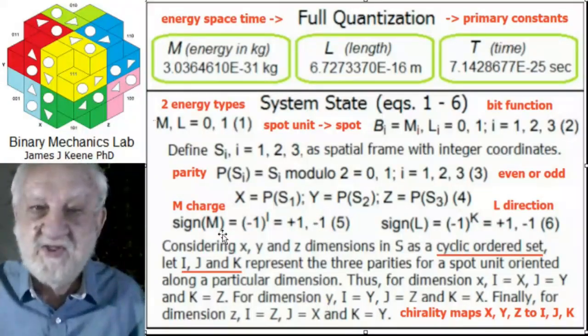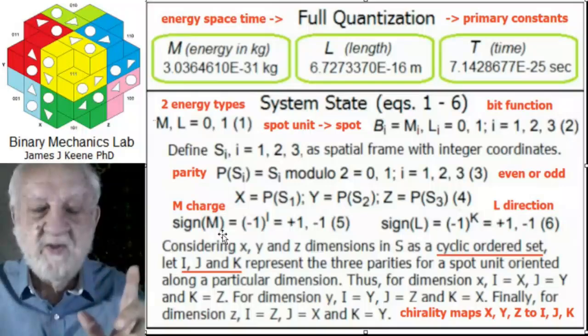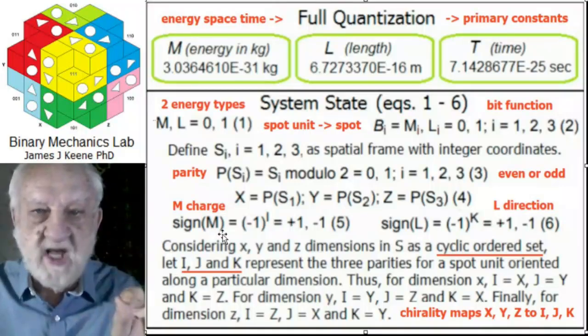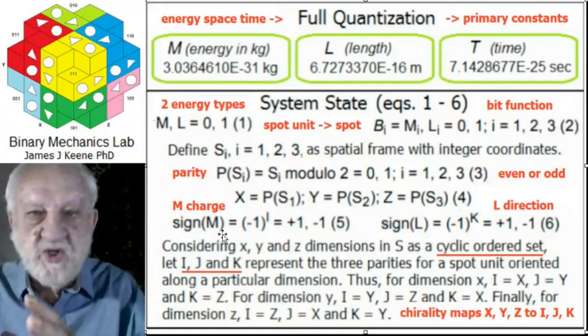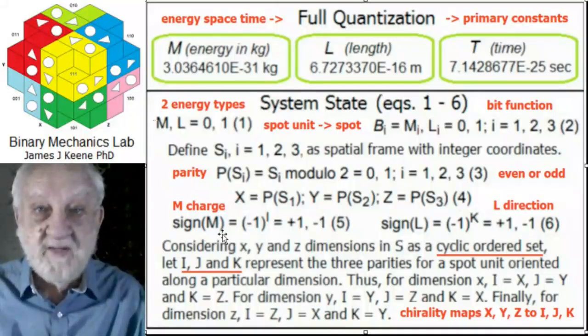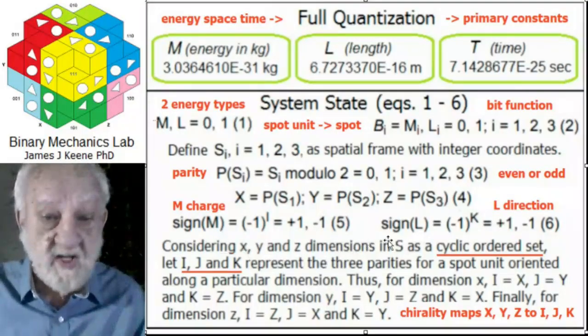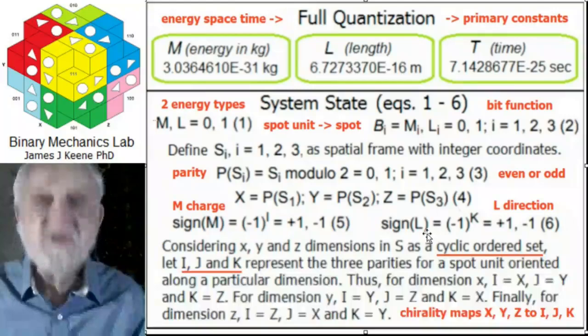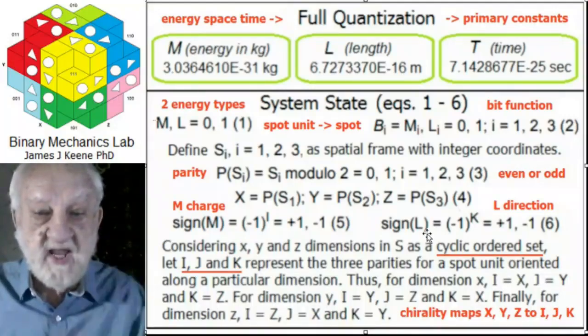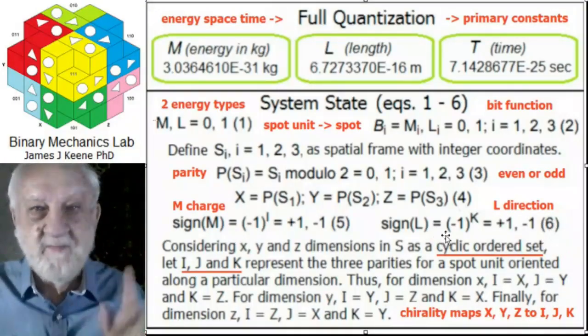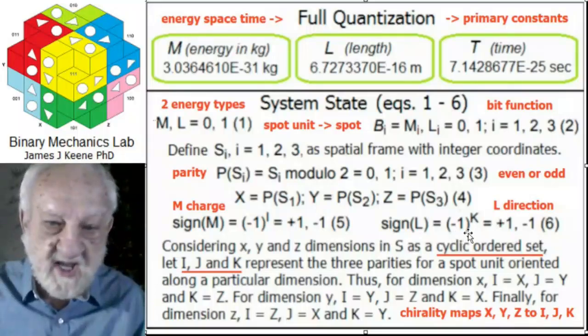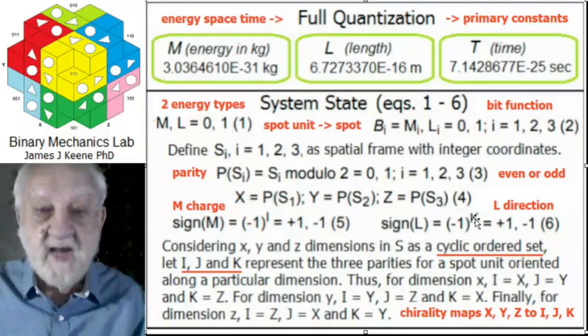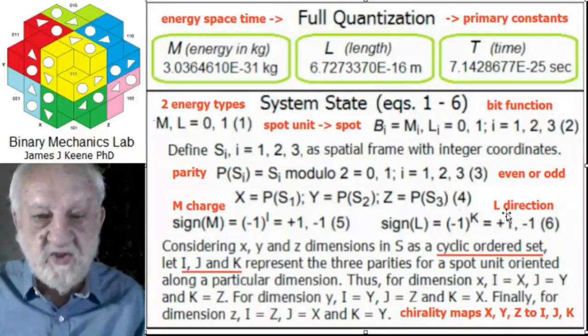We can get with this sign function a property of M loci, depending upon their position in any spot unit, of +1 or -1. Likewise, we can do the same for the L loci in equation 6 here, by raising -1 again, but this time to the power of the K parity, which gives you the direction, +1 or -1.